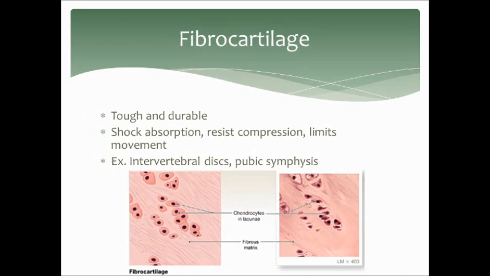And lastly, we have fibrocartilage, which tends to be more tough and durable. It's good for shock absorption, it resists compression, and limits your movement. So all of the other cartilages are a little bit more flexible. You're able to kind of bend them and they return to their normal shape. If you were to bend your ear down towards your skull and let it go, it returns back. But fibrocartilage resists movement, it limits it.